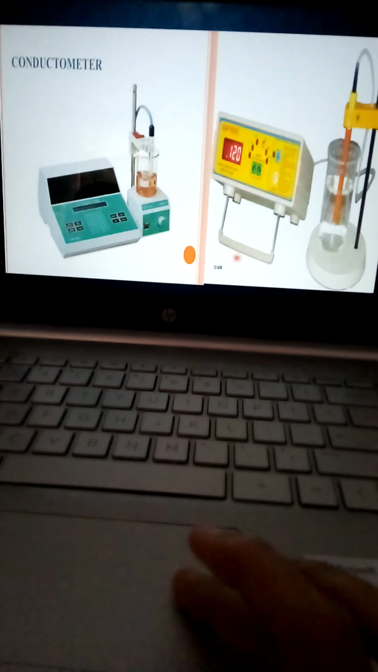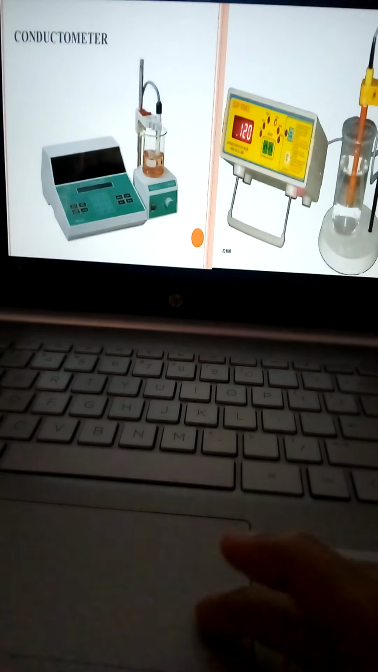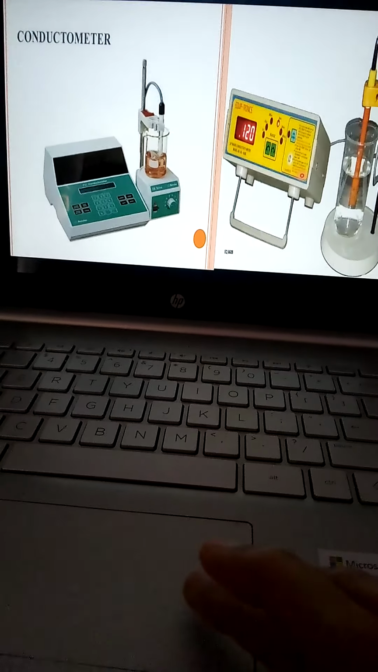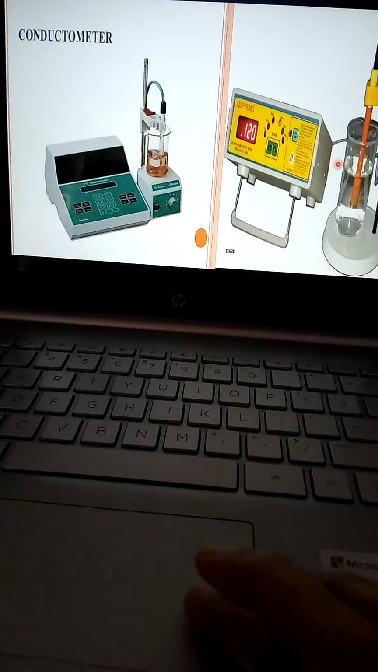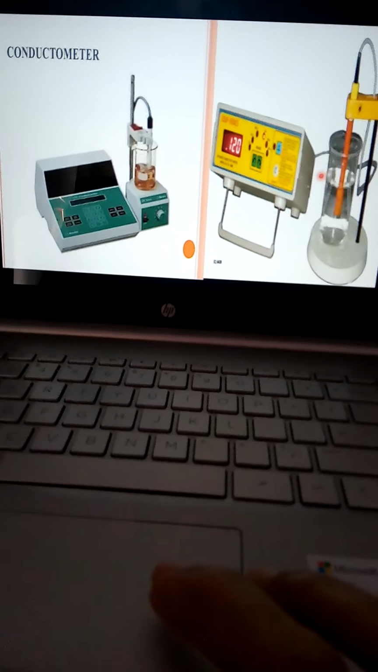In the picture you can notice the conductometer device. Observe carefully. To conduct the experiment, first you have to pipette 50 ml of hydrochloric acid solution into a 250 ml beaker. This is the first thing.